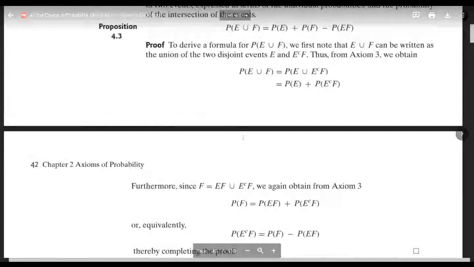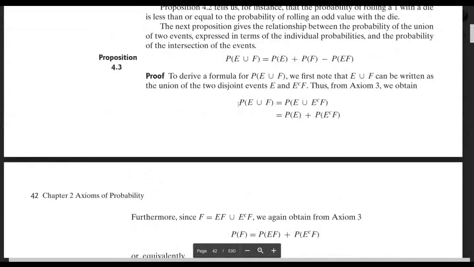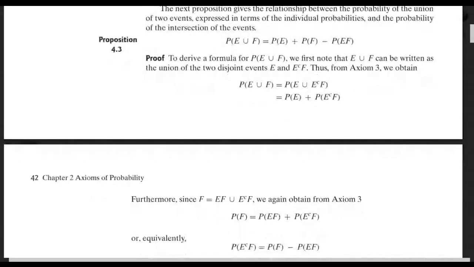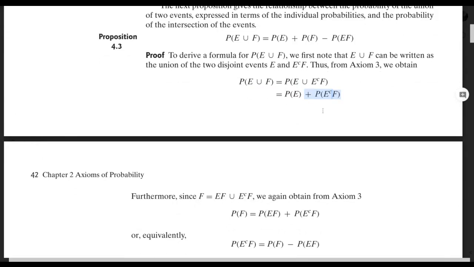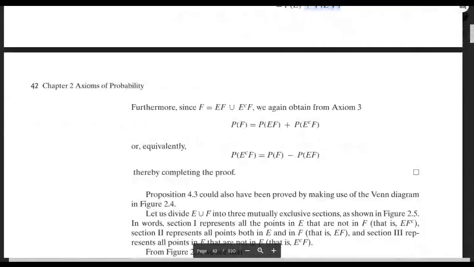The proof, well, let's go over the proof. So the probability of E union F equals the probability of E union F intersect the complement of E, which means the event complement of E intersect with F is the event in F not in E, right? So it equals the probability of event E plus the probability of the intersection of F and the complement of E.